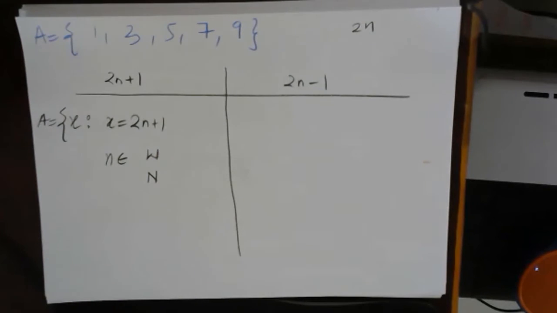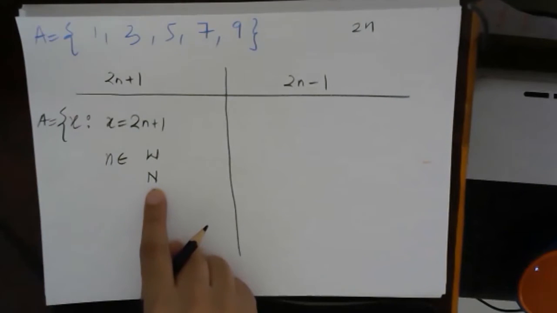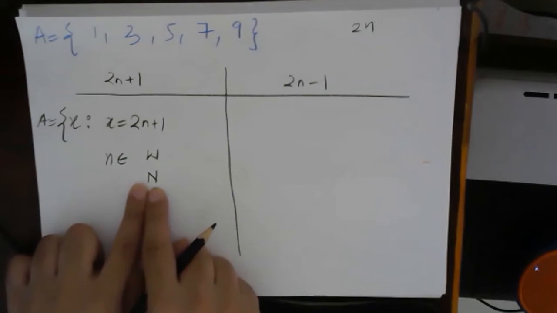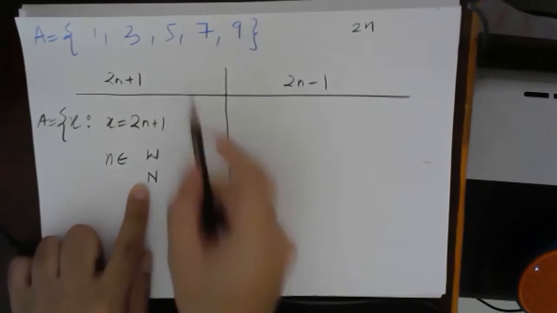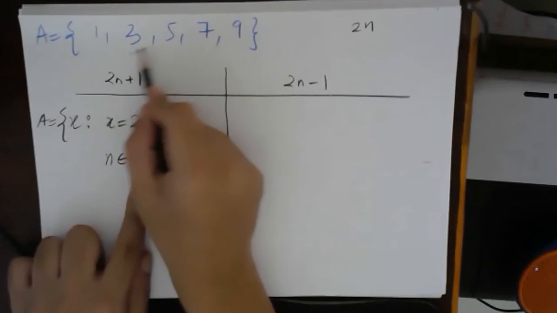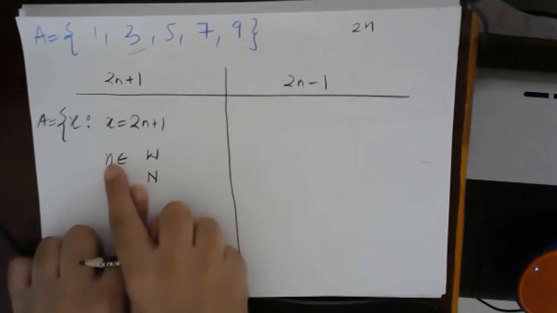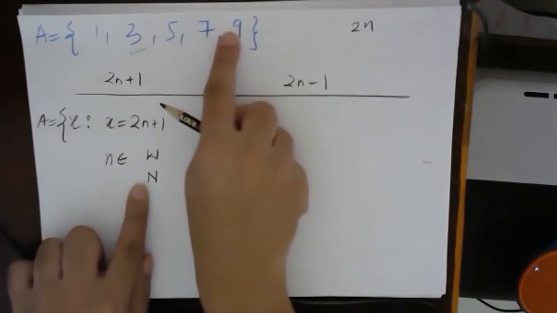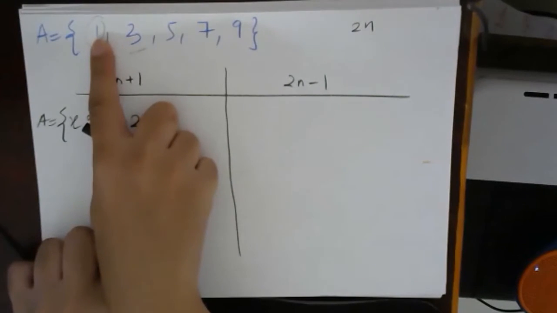First let's take natural number. What will happen when n belongs to natural number? If n is a natural number, n will start from 1. When I substitute 1 here, I will get 3. So the first element will be 3. Next is 5, then 7, then 9, then 11. So we will never be able to get 1 in this form.